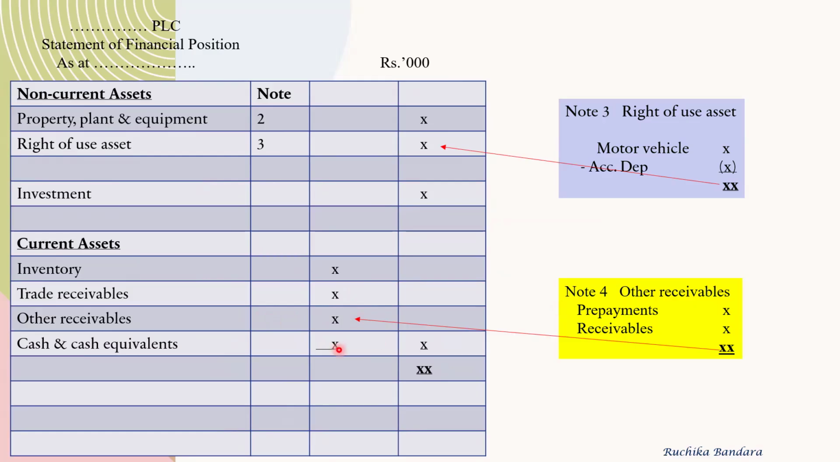But if there's only one prepayment, no need to have a note. Same way here, cash and cash equivalent: if they have given the cash control balance and short-term investment, you had better have a note. But if they have given only the cash, no need to have a note separately.